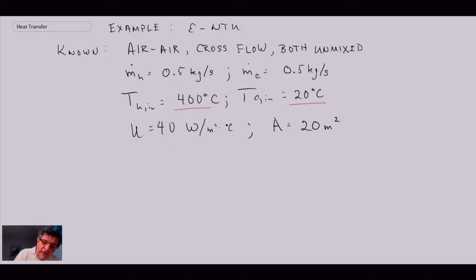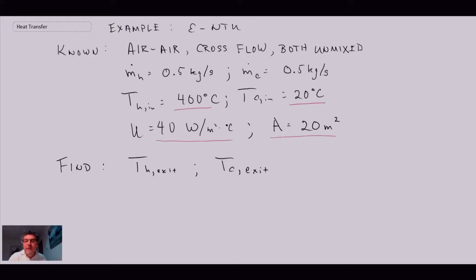Overall heat transfer coefficient is low because we have gas to gas, so it's around 40. Area is 20 square meters. And what are we looking for? We're looking for the exit temperatures of both fluid streams. So we're looking for hot exit and we're looking for cold exit.